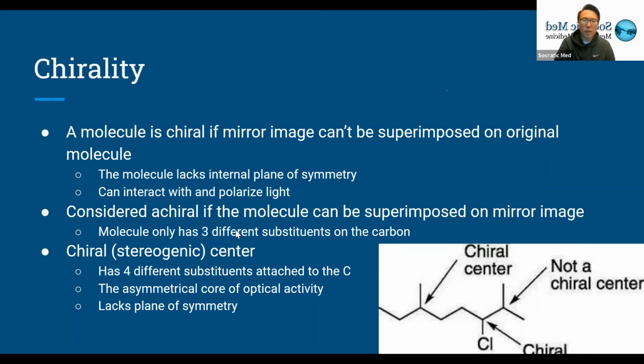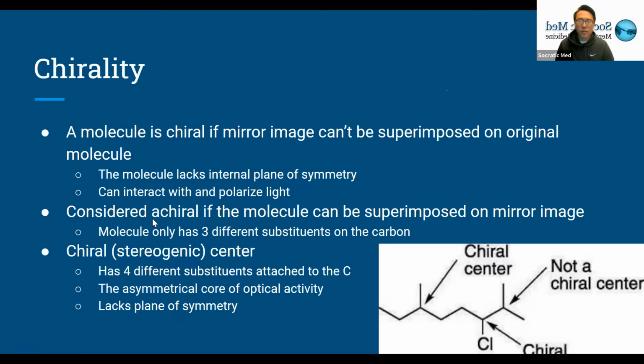And this is important because this determines how many different kinds of configurational isomers a molecule can have. And if a molecule is chiral, it can interact with and polarize light. So we can say for a molecule that's chiral, it can have optical activity. And a molecule is considered achiral if it can be superimposed on the mirror image.